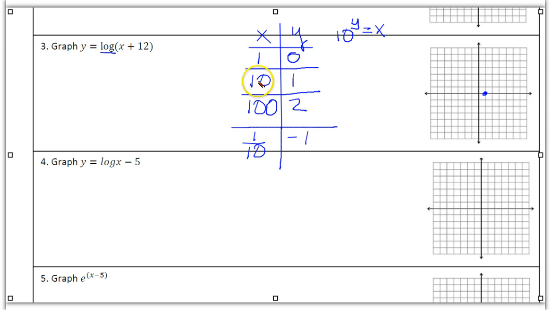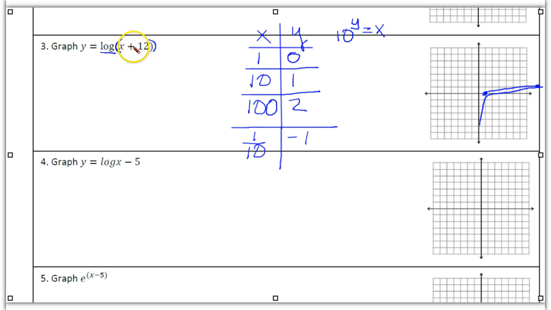Now when x is 10, which is off the graph, this is 1, so it goes really close here. So you're going to have something like so here. I didn't do that too well, but you get an idea. Now what happens when it's in parentheses and it's x plus 12?